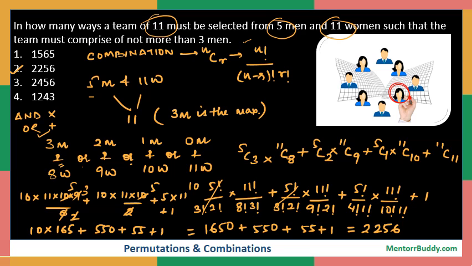I hope the method is clear to all. Rest is all simple calculation. The most important part here is to determine the logic wherein we are getting just a maximum of 3 men and not more than 3 men, and then converting this logic into a mathematical expression. Rest is all calculation. I hope the method is clear to all.